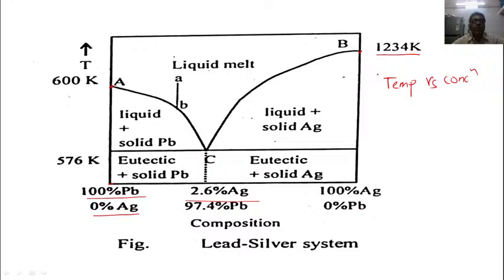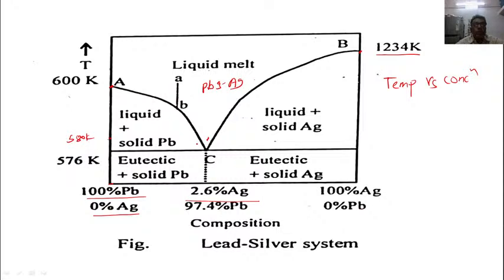Now this is the area of the liquid melt. Both lead and silver are in the liquid state, completely miscible to each other. Now you can see this point here. What is the temperature corresponding to this point? Very low temperature here. Suppose that it is around 580 Kelvin. This is the area where both lead and silver exist in the liquid state.